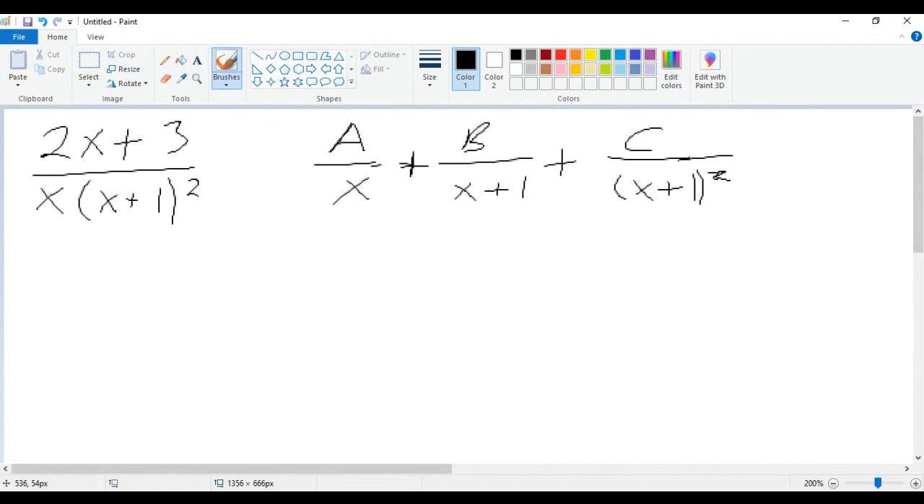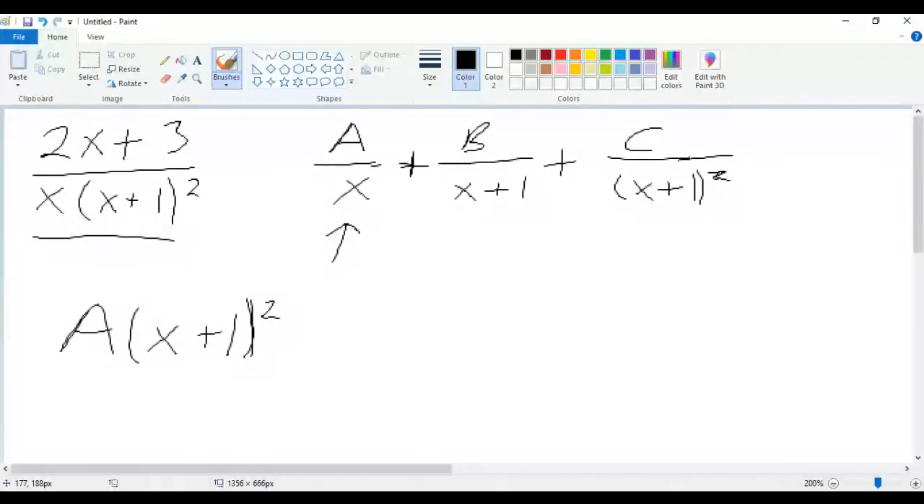Then, in order to make this first denominator equal to the common denominator of x times x plus 1 squared, we would need to multiply a over x by x plus 1 squared divided by x plus 1 squared. We have a times x plus 1 squared. A thing to note is that you could actually go through and combine all of these and cancel the denominators, but typically we skip that step, because we can skip straight to writing out an equation using just the numerators, since the denominators cancel.